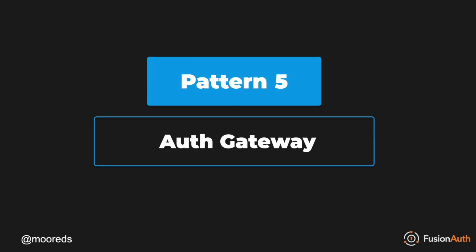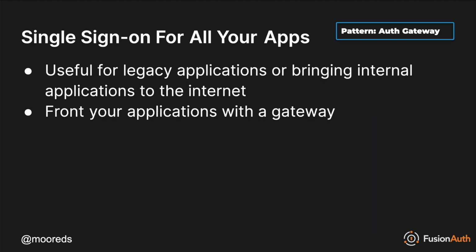Next pattern is the auth gateway pattern. So this is basically letting you offer single sign-on for applications that might not have been meant to be put on the internet. It could be an application, it could be a set of documents, it could be a file share, and you want to bring it up to the internet because we live in the age of SaaS and everyone wants to be able to access anything from the internet.